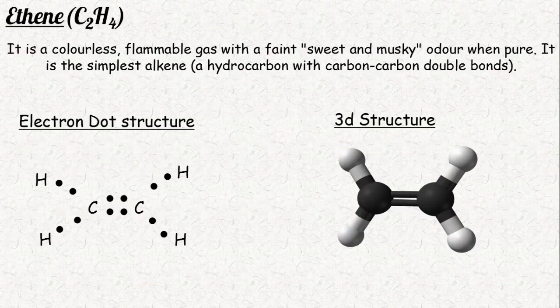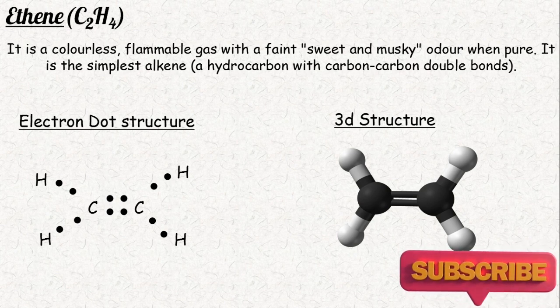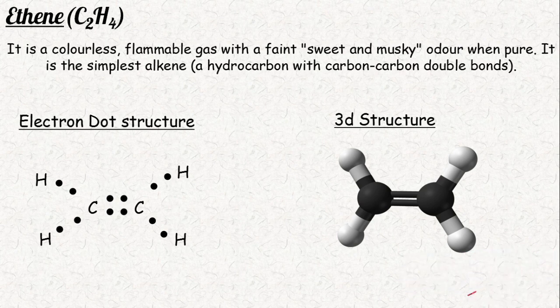The first member of the alkenes is ethene. Its formula is C2H4. It is a colorless, flammable gas with a faint, sweet, musky odor when pure. It is easily burnable, and it has a sweet, musky smell, like fruits, because fruits have ethene in them. This is the simplest form of alkene.